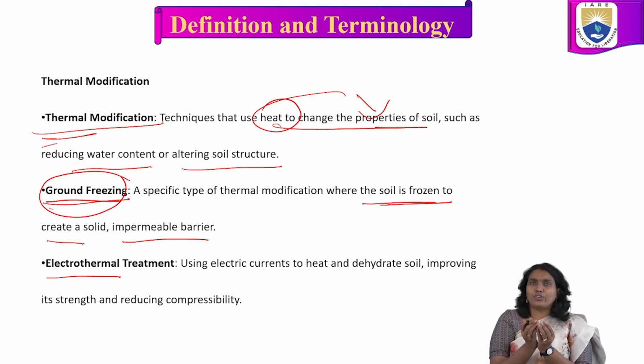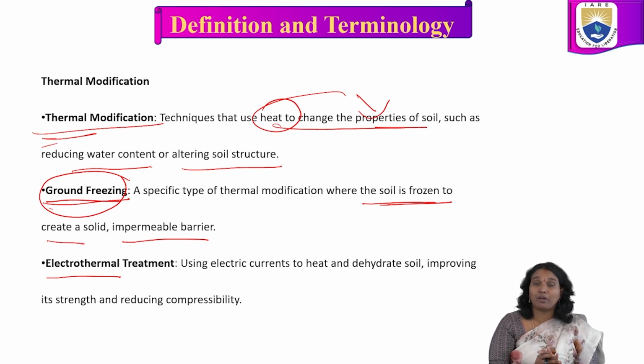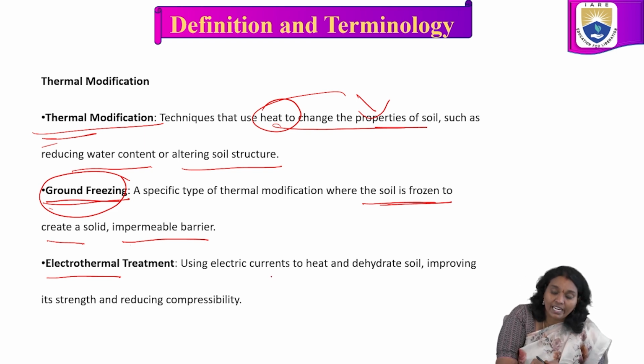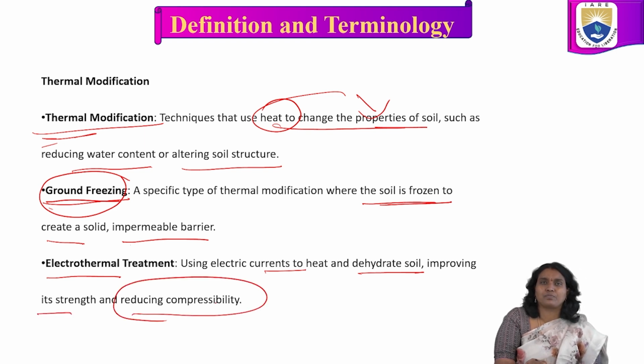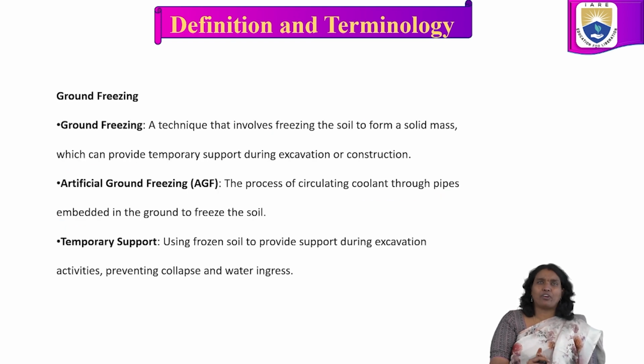Whenever we heat or reduce the temperature, electrical currents are used to heat and dehydrate the soil. These are the various terms used as a ground improvement technique, involved in the thermal modification process. Here, electrical currents heat and dehydrate the soil, improving its strength and reducing compressibility. These are the various terms we choose in thermal modification.